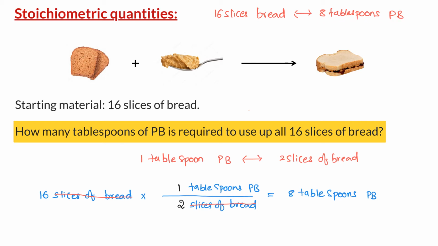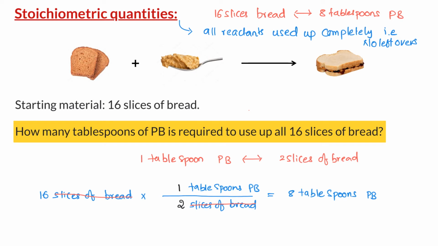These amounts of reactants, that is, 16 slices of bread and 8 tablespoons of peanut butter, are called stoichiometric quantities of reactants. Stoichiometric quantities of reactants mean we have exactly the correct amounts of reactants so that while making the sandwiches, both of the reactants are used up completely. That is, there are no leftovers.